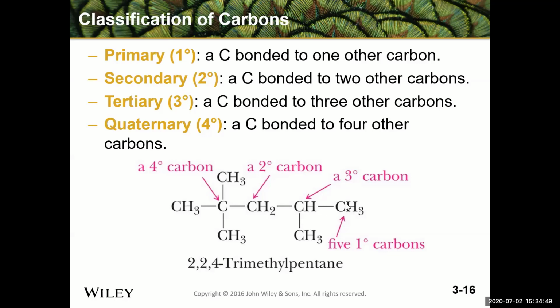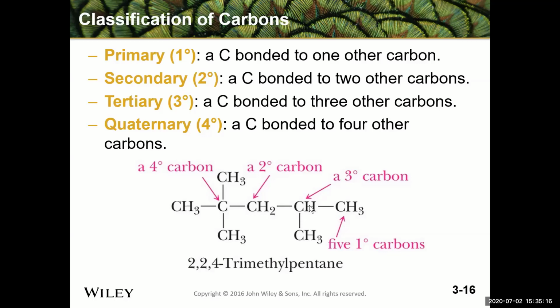So a primary hydrogen is a hydrogen attached to a carbon that is bonded to one carbon atom. So the hydrogens on these groups here are primary hydrogen atoms. The hydrogen atom is secondary if it's bonded to a carbon that's bonded to two other carbons. So these hydrogens here are secondary hydrogens.